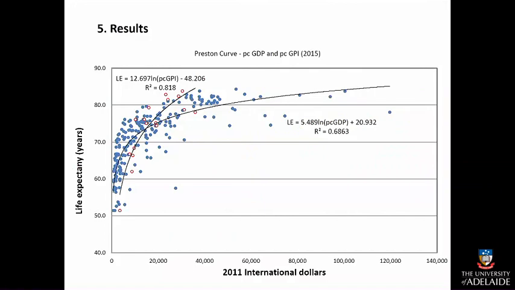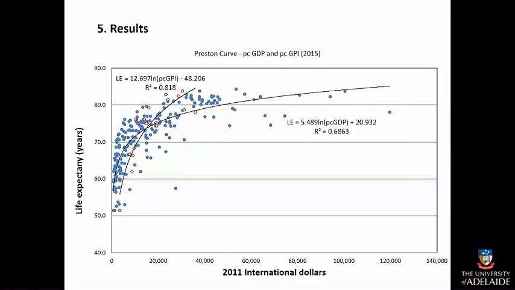And just finally, whether this is all that important in terms of the lecture, I don't know, but I'll talk about it anyway. There's a thing called a Preston curve. These blue dots represent combinations of per capita GDP and life expectancy of virtually every country on Earth. Here's a line of best fit. It's logarithmic, with an R squared of 0.6863.